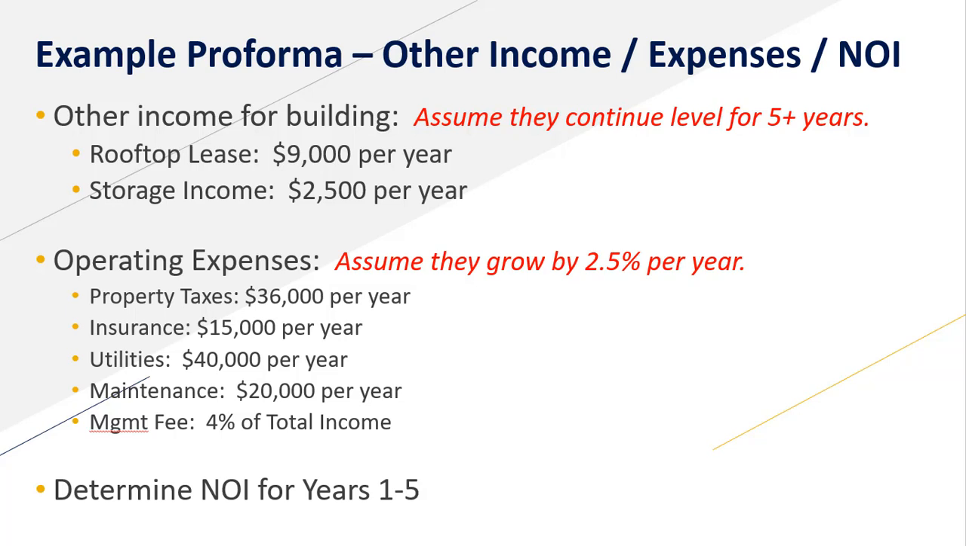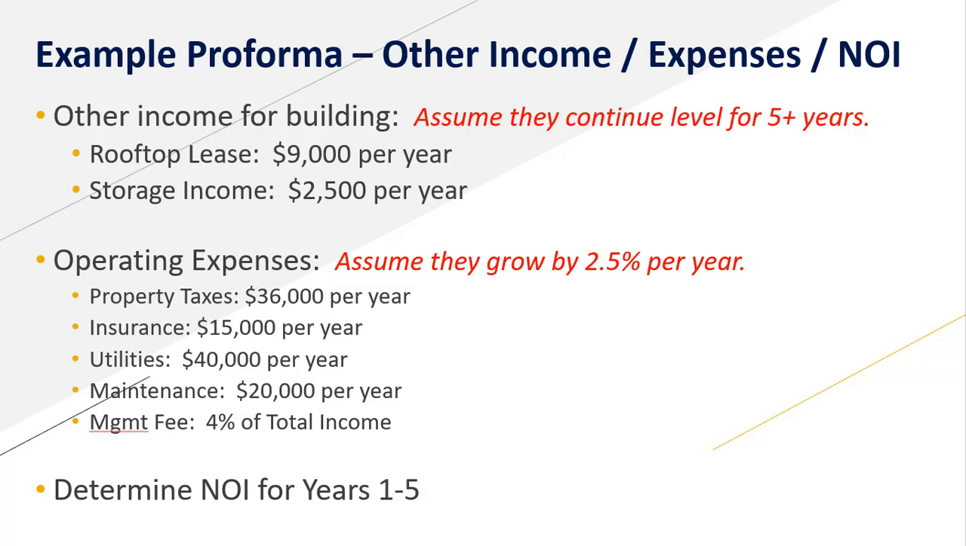We can also have storage income. In this case, we're assuming $2,500 per year. And then with the operating expenses, we have several assumptions here, a variety of numbers for these on a per year basis. And then we are going to further assume that those are going to increase with an inflation rate of 2.5% a year. So these expenses are going to get bigger as we move through years 1, 2, 3, 4, and 5 in our pro forma.